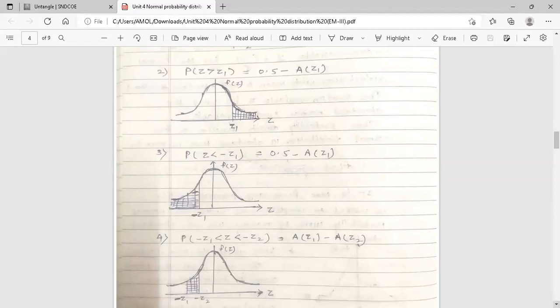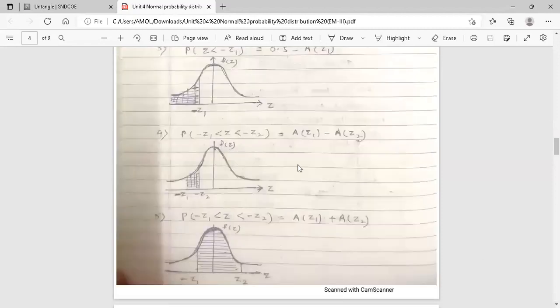Okay. Now the next is to find the probability between minus Z1 and minus Z2. Meaning Z1 and Z2 are both negative, then they both will be on the LHS side of the curve, minus Z1 and minus Z2. Now find the probability between these two. Both are negative, so the probability between these two is this shaded portion.